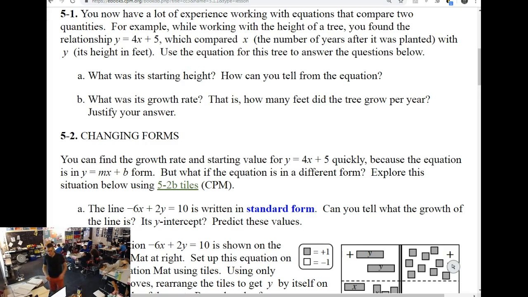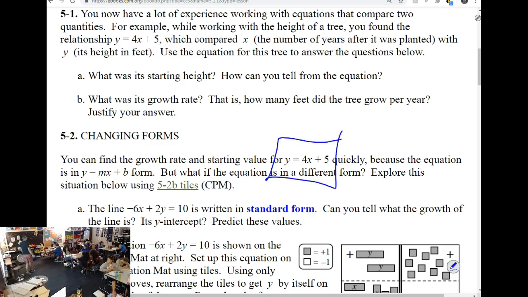By the lack of conversation, I am guessing that not many of you need to check with anybody about this. Micah, what is the original height of this tree? 5. How do you know that? Because in the equation it says 4x plus 5, so that means it starts at 5.